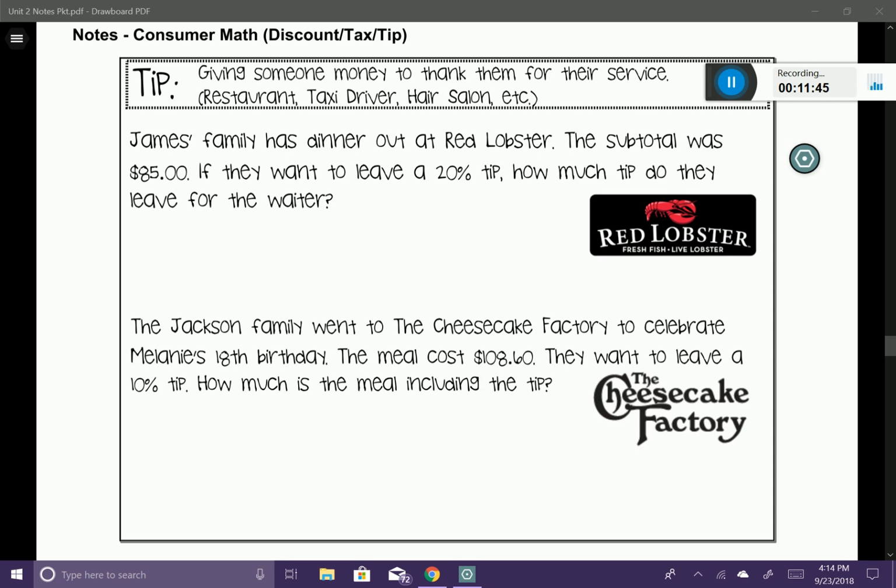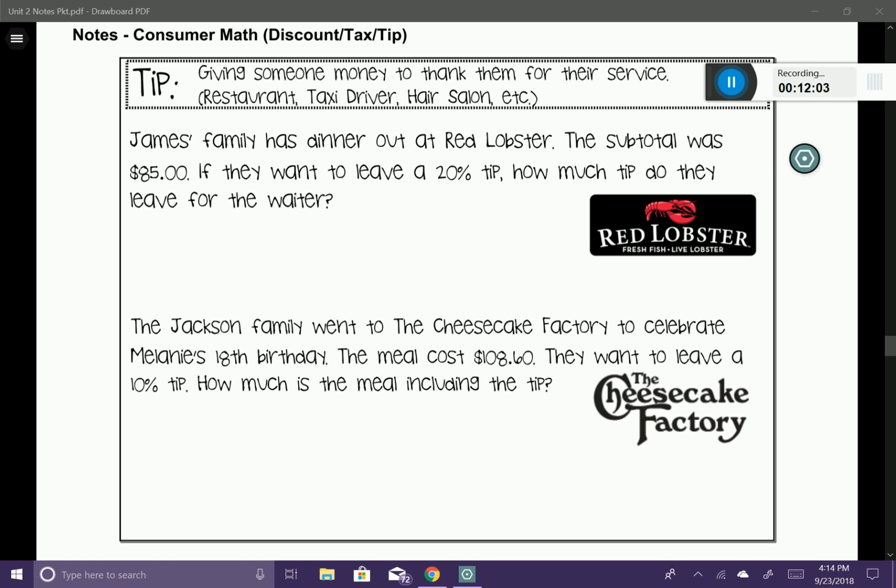People that you normally tip are waiters and waitresses at restaurants, taxi drivers, hair salon stylists, and people with different professions that are service workers. So let's look at these two examples to calculate the tip.